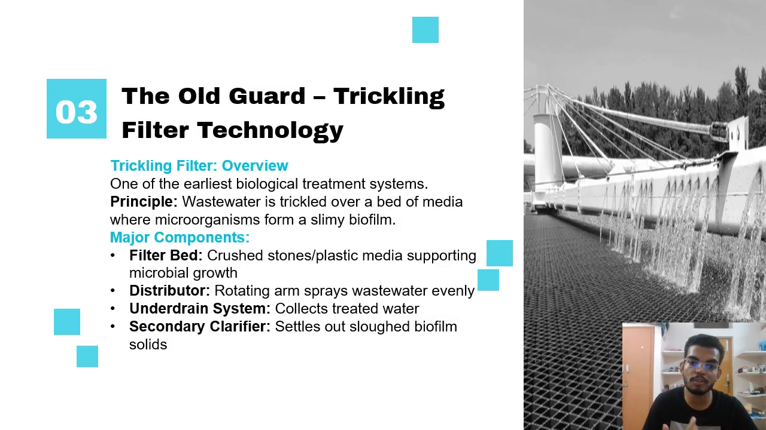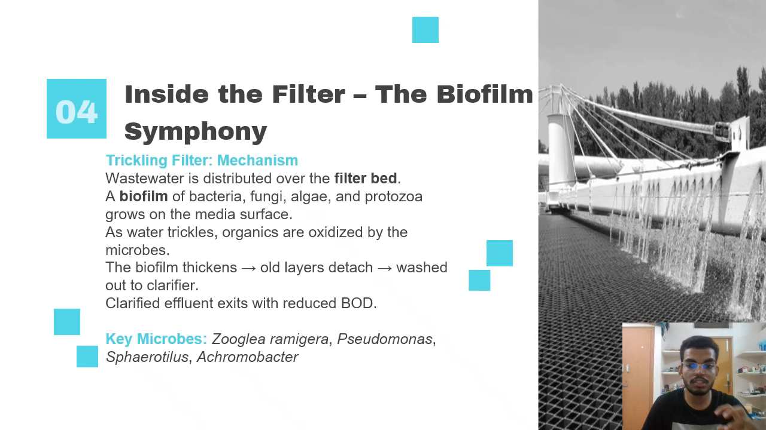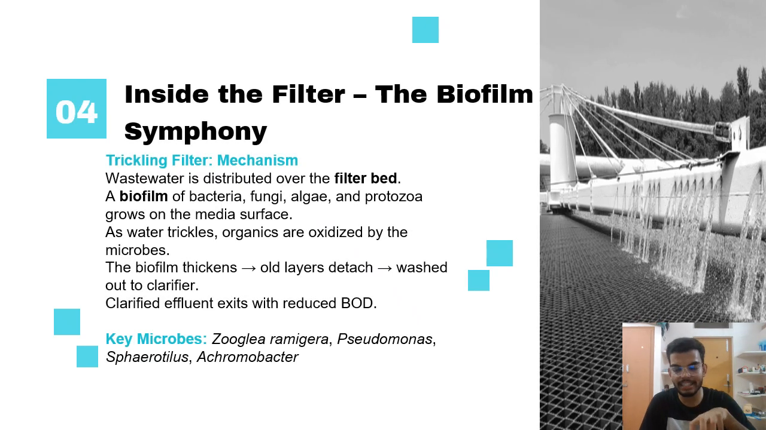Distributor: a rotating arm sprays wastewater evenly. That is, it helps in the even distribution of the wastewater over the surface of the filter bed. The underdrain system collects the treated water, and the secondary clarifier settles out the sloughed biofilm solids. Moving on, what happens inside the filter, the symphony of the microbes forming the biofilms.